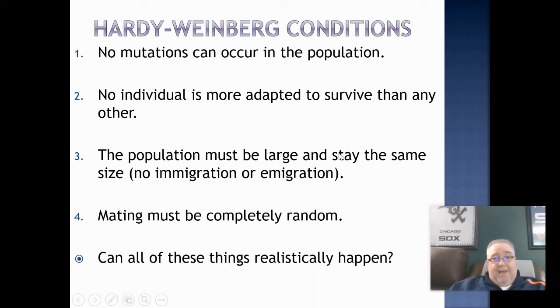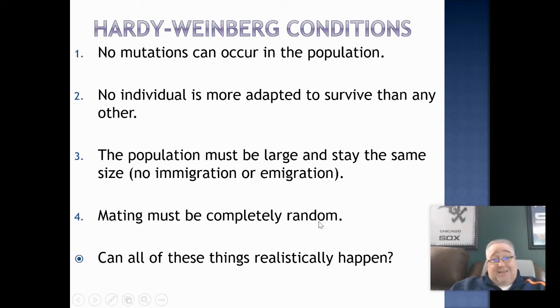Now, the thing about these conditions is, can they all realistically occur? Probably not. There's probably going to be mutations. There probably are going to be some individuals that are better adapted to survive than others are. Think about in the wintertime. Which color is probably more likely to survive, white or brown? Pretty simple, right? The population probably will change size. There probably will be migration.